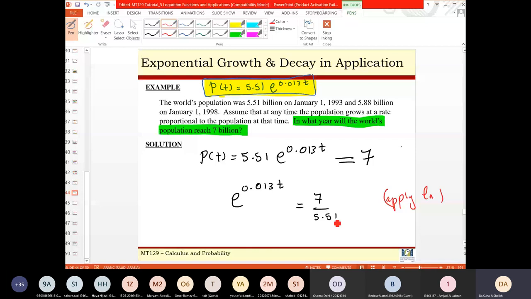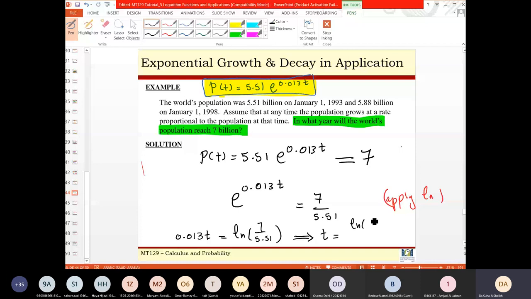So this will be 0.013t equal to ln of 7 over 5.51. This implies that t is equal to, what is this? It is ln of 7 over 5.51, and we divide it by 0.013. What will be the answer here?